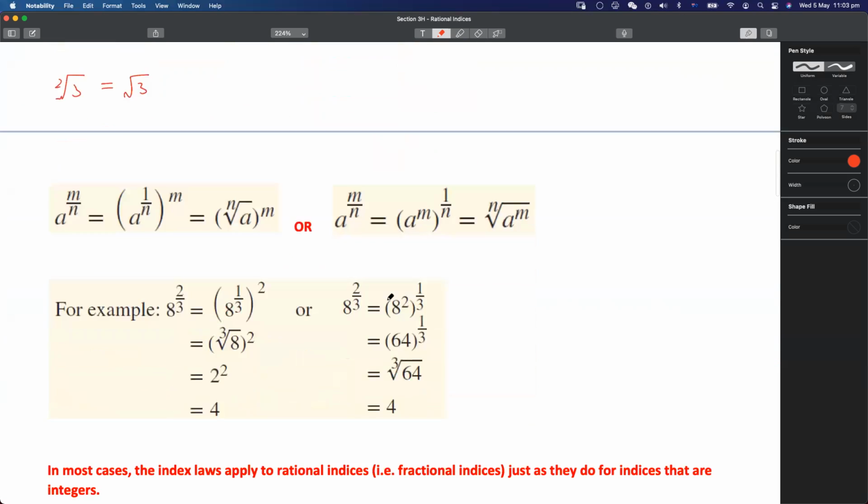So in summary, you just need to know a to the power of m over n. Remember, this denominator is going to be the root number, located here, and this m is the power of a.